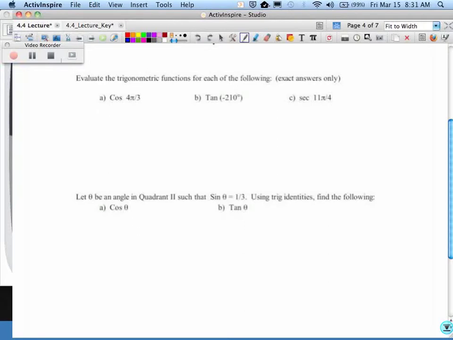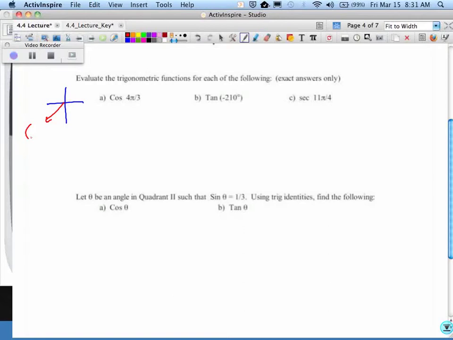Where's 4 pi over 3 on the unit circle? Somewhere down in the third quadrant, right? Yep. What's the ordered pair at 4 pi over 3 or 240 degrees? The denominator is 3, so that tells me you're dealing with a 60. So when I do the hand trick, I get 1/2, root 3 over 2.